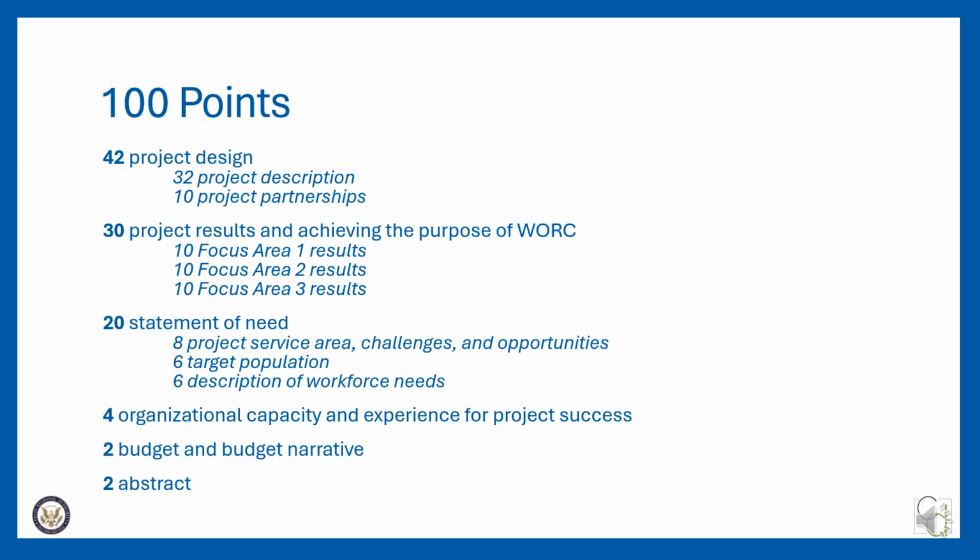20 points come from your statement of need and its subsections. 4 are allocated to organizational capacity, 2 to the budget and budget narrative, and 2 to the abstract. Reviewers look to see whether you've thoroughly met the stated specifications. That's full points if you have. Partially met, which is half points, or failed to meet, which is 0 points.